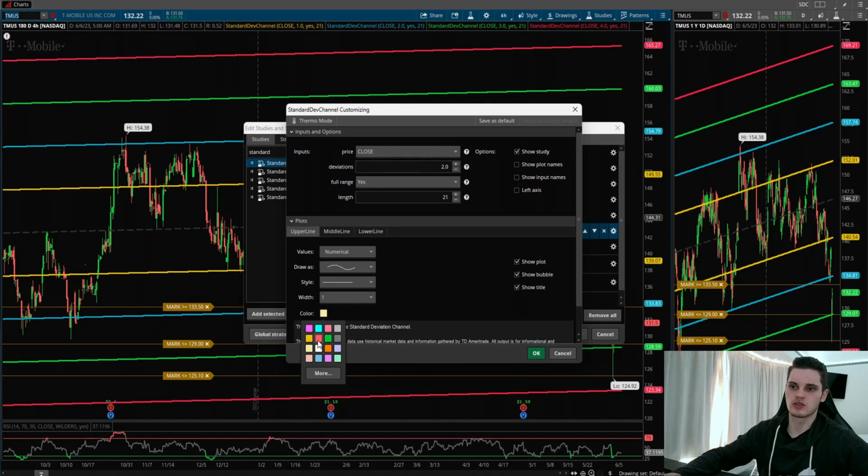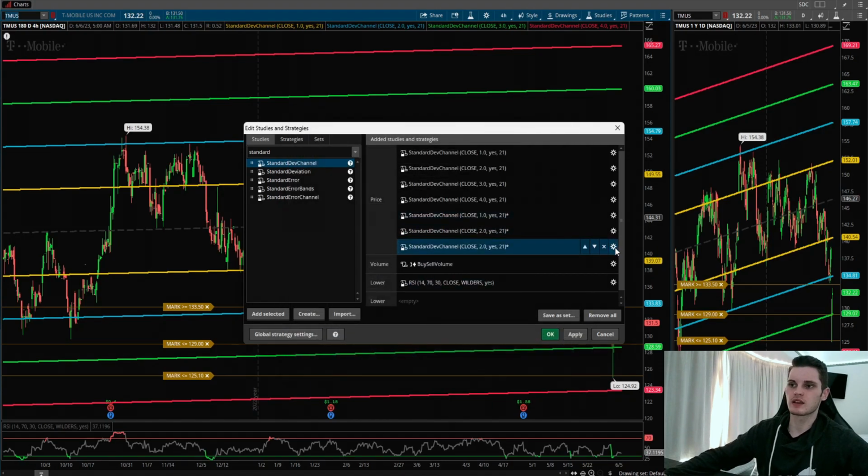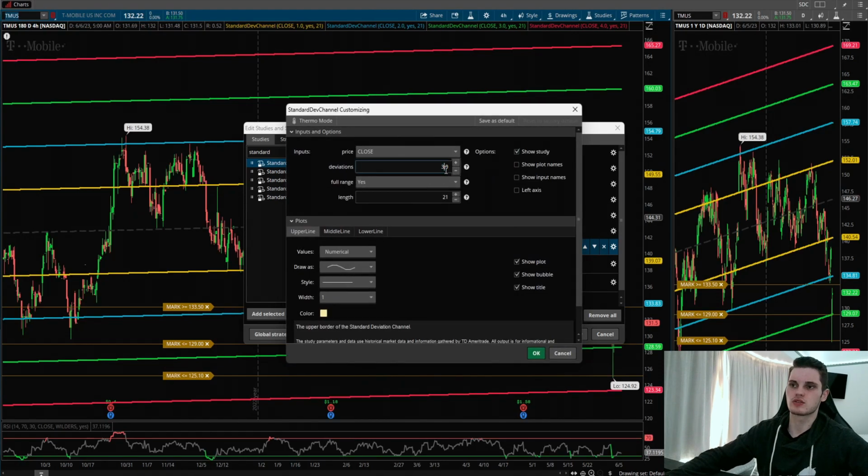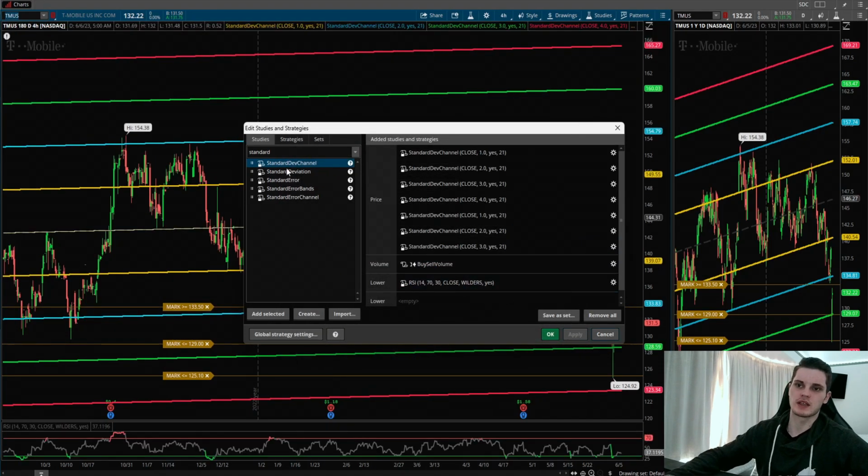Then you can change your color, so you would change this to blue if you want it the same as mine. Going on to the final one, we would change this to the third deviation, and in this case I have mine as green. And then it would look basically how my chart already does.